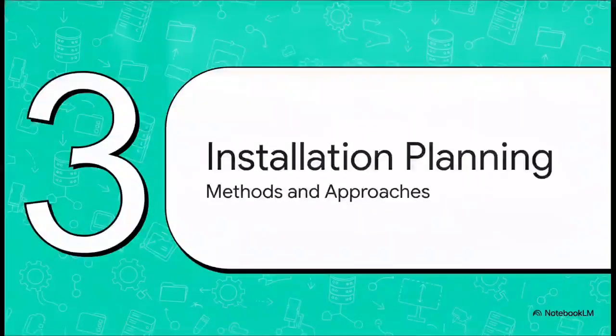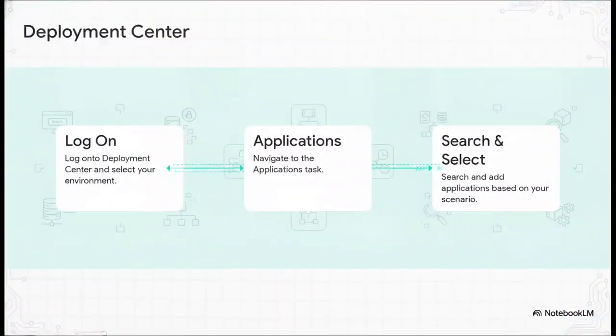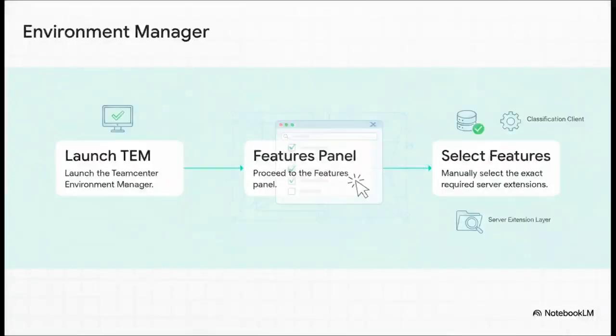Which brings us to Section 3, Installation Planning and Methods. Your first option is using the Teamcenter Deployment Center. Honestly, if you go this route, the installation is super streamlined. You just log on, select your target environment, and head over to the Applications task. From there, it's just searching for and adding specific packages. So if you mapped out a traditional basic classification scenario for the web, you'd ensure classification Active Workspace is applied. Need a hybrid model? You just add the advanced classification package as well. Easy enough.